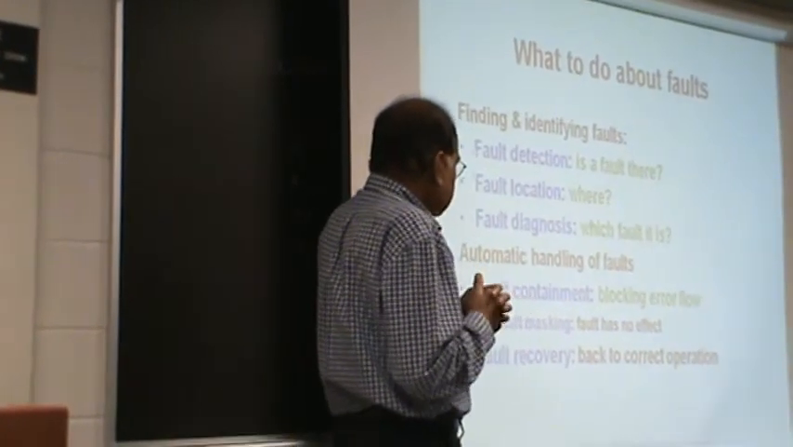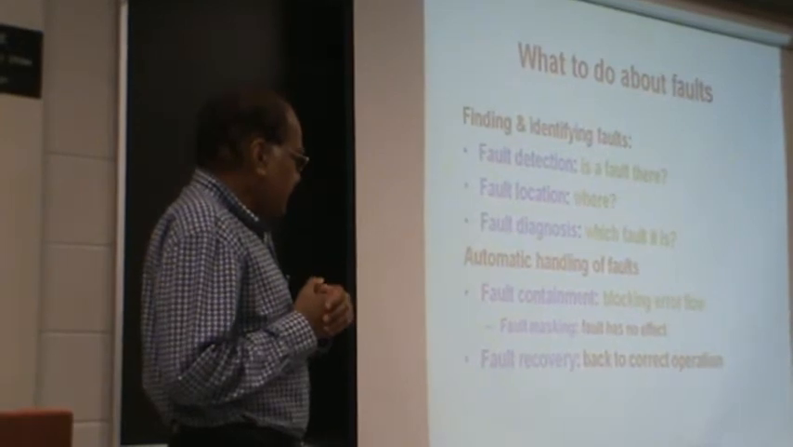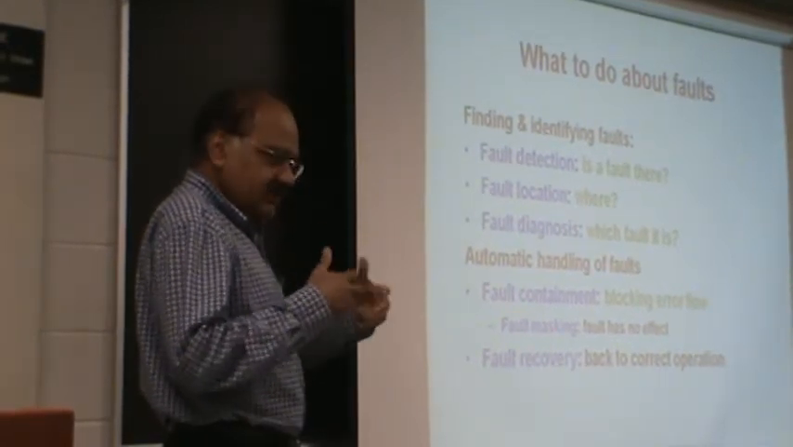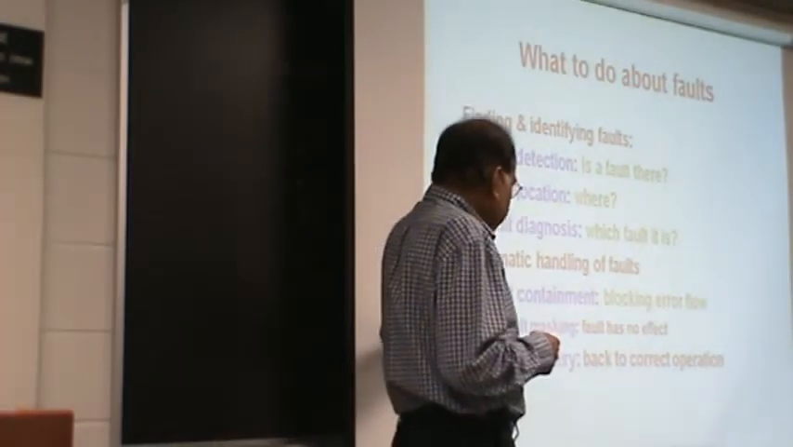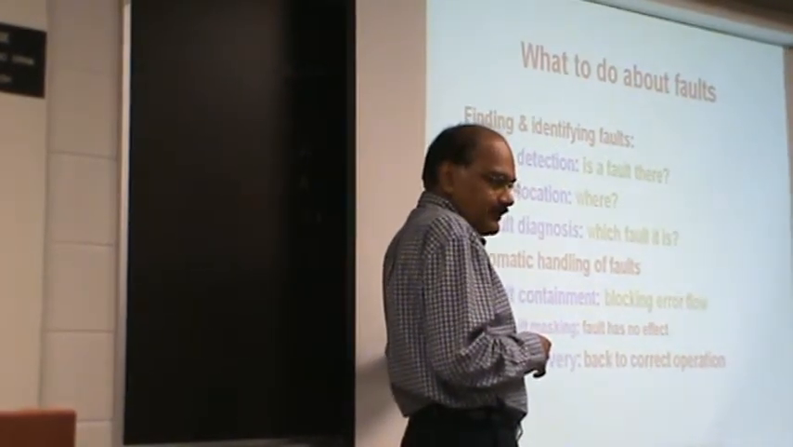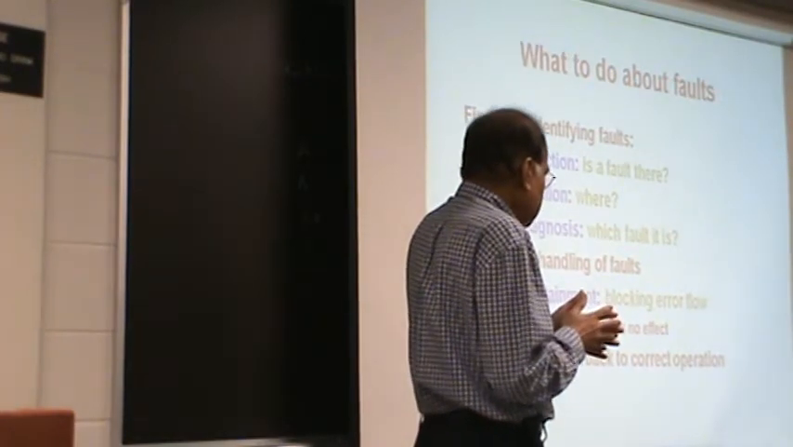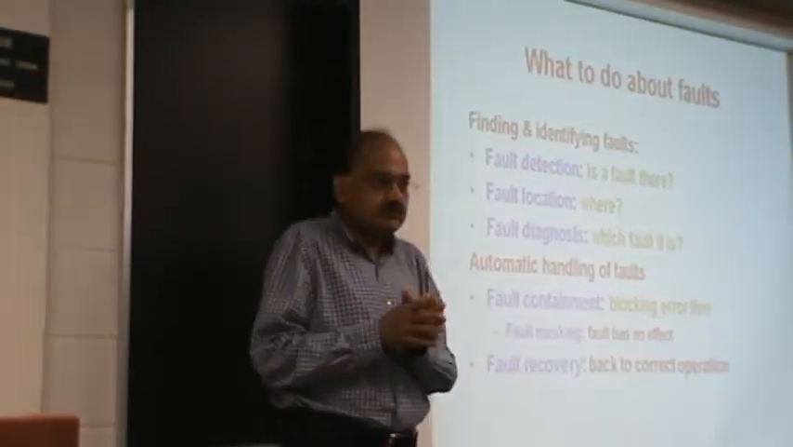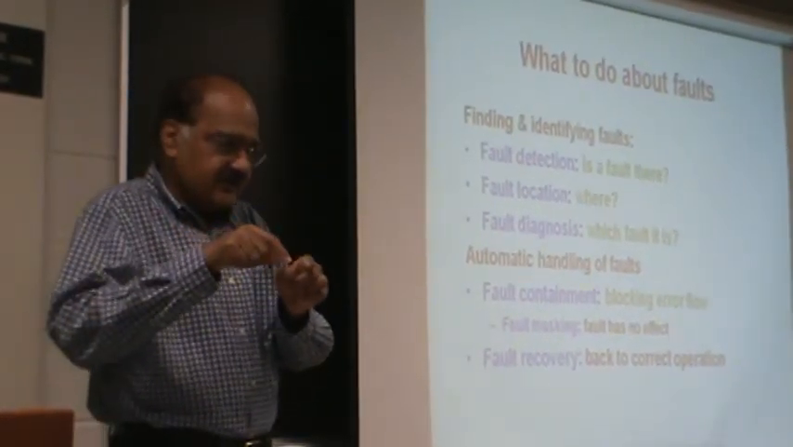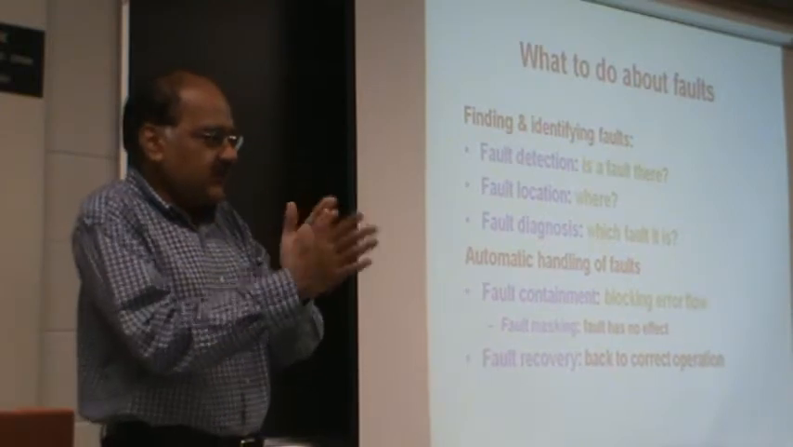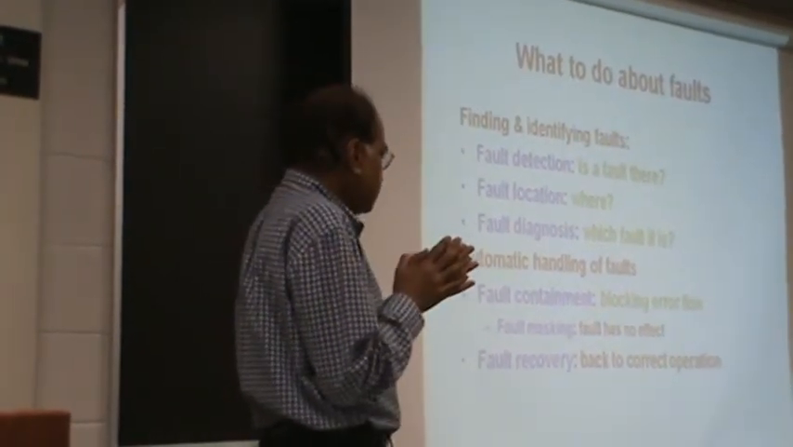Okay, automatic handling of faults. How can we handle faults once a fault is encountered? One is we can do some kind of fault containment. Contain the effect of the fault, so somehow block error flow. There's a fault and it causes some error that is flowing in the system. Somewhere you block the error from flowing. That is fault containment.